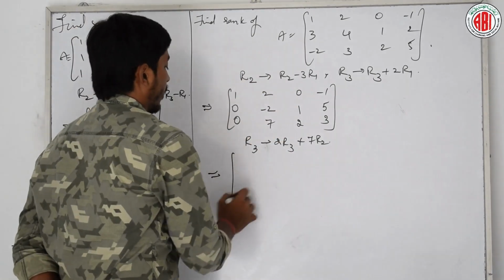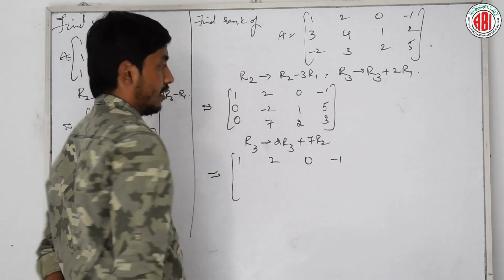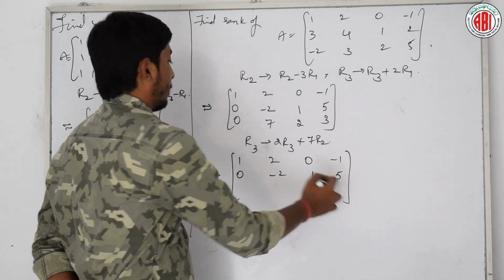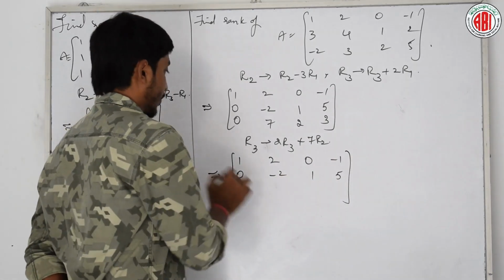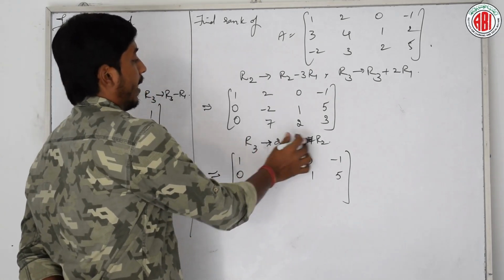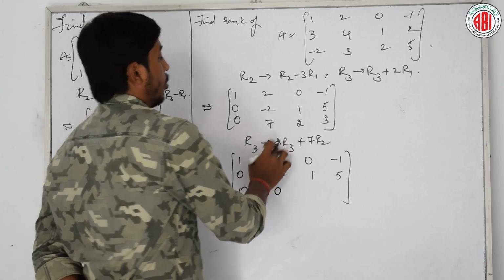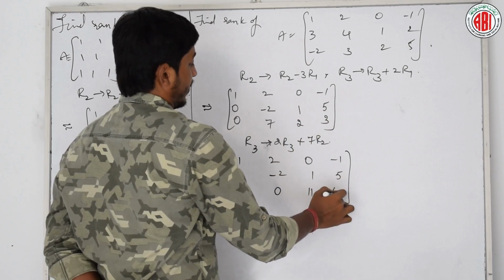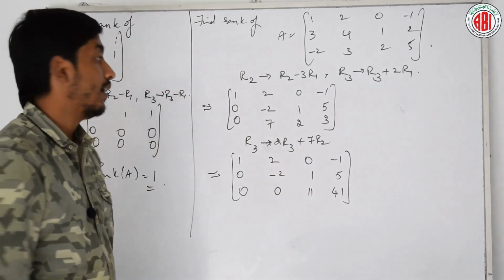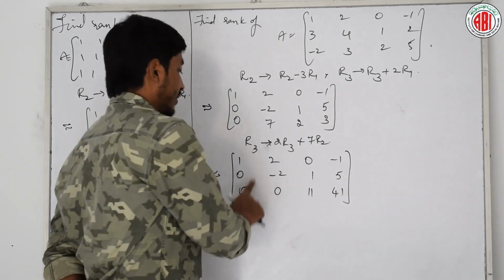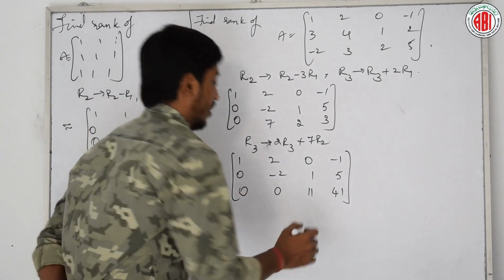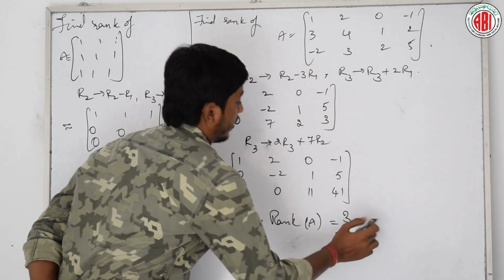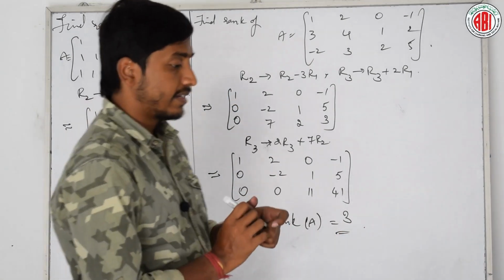That will be 0. 1, 2, 0, minus 1. Is it fine? And the next 0, minus 2, 1, 5. And the next 0. 7 2s are 14, minus 7 2s are 14. This will be 0. 2 2s are 4, plus 7, 11. 2 3s are 6, plus 35. This is 41. Is it clear? How many non-zero rows are there after making these 3 elements as zeros? 3 non-zero rows. Therefore, rank of A is 3. Is it clear? Did you understand?